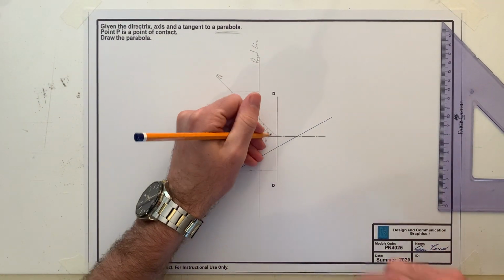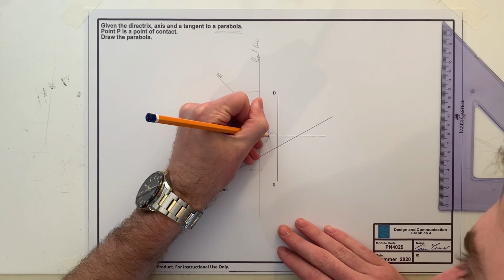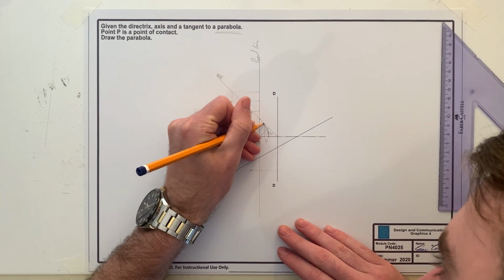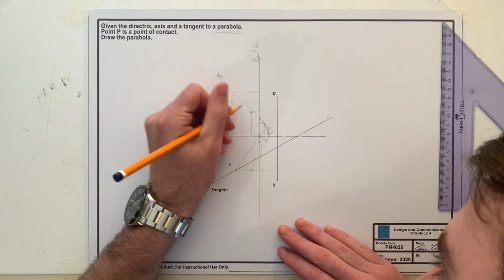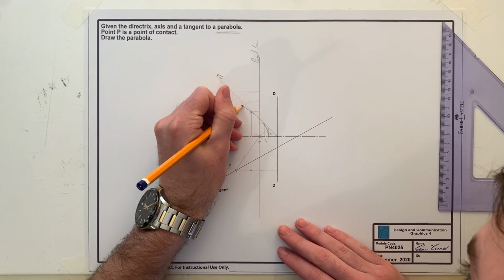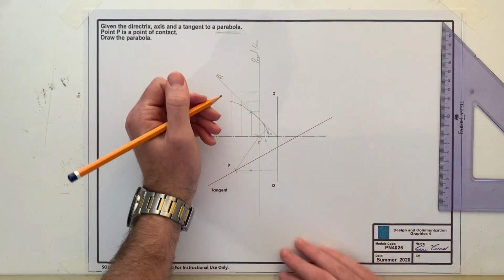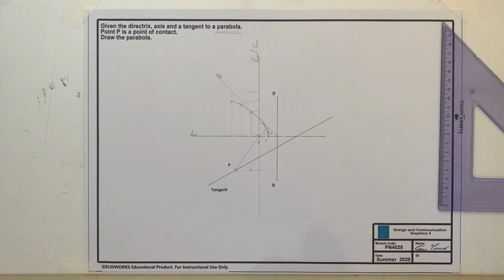Now I'm going to try to do as best I can my freehand curve, trying to keep one consistent line. Like so, and that is the drawing completed.